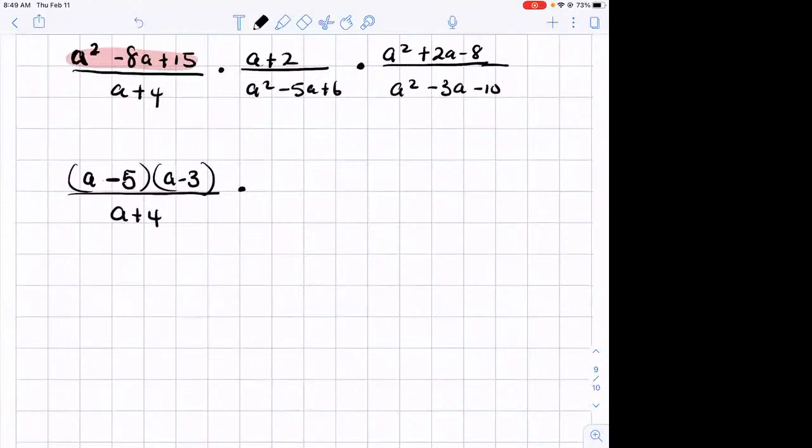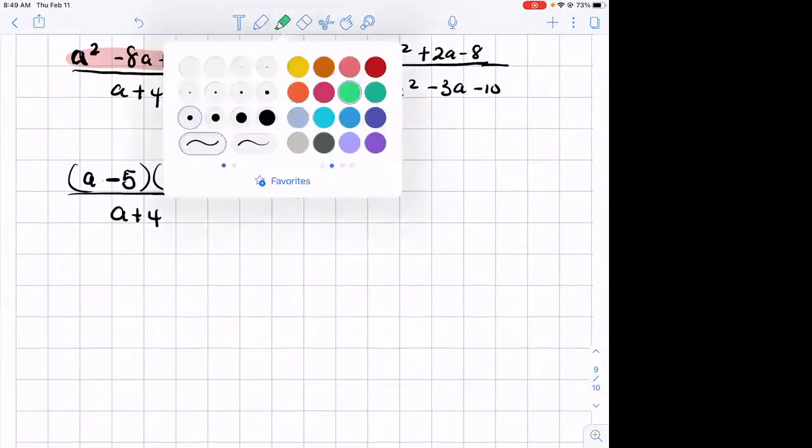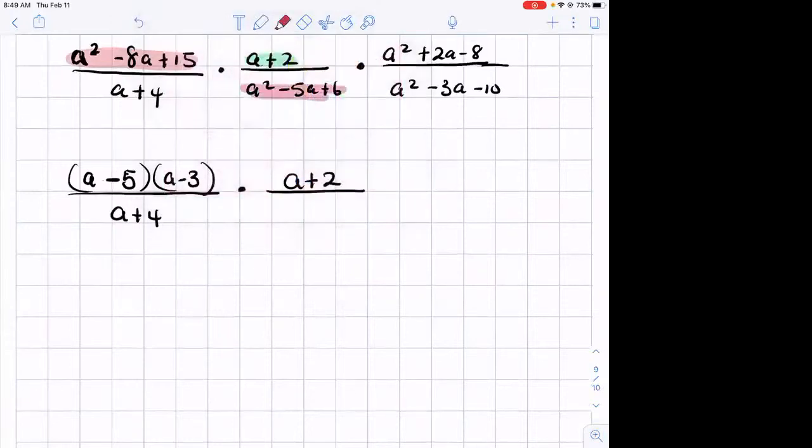My numerator here cannot be factored, so that stays as a plus 2. But this denominator can be factored. And since it's a quadratic, it will give me 2 binomials. So a squared minus 5a plus 6 can be factored as a minus 3 and a minus 2.